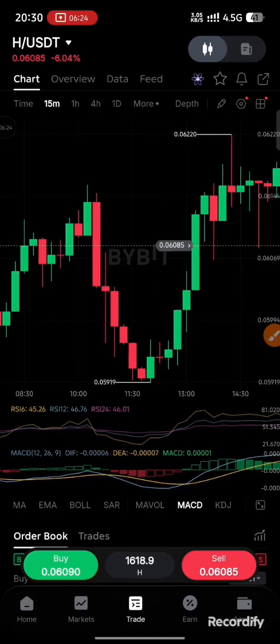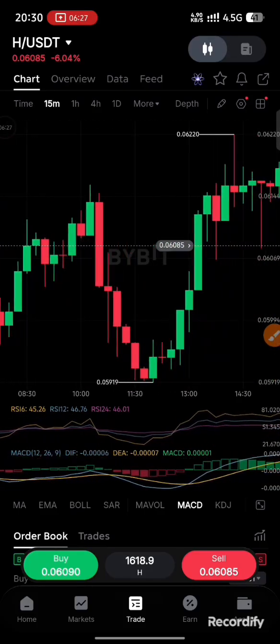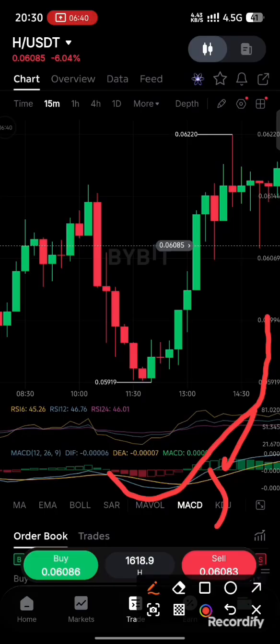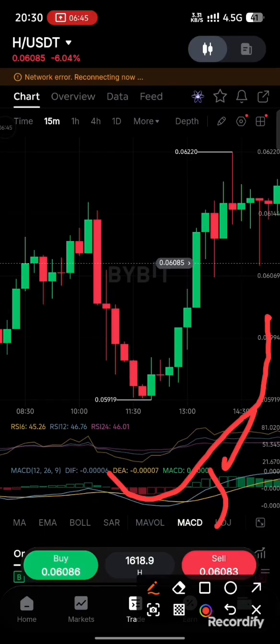Always watch this MACD line. This blue line is the MACD line, and this yellow is the signal line. What I told you before was that each time the MACD line crosses the signal line upward, it's time to buy. And when you see the MACD line crossing the signal line downwards, it's time to sell, and do not buy then. Watch carefully until the movement becomes favorable.